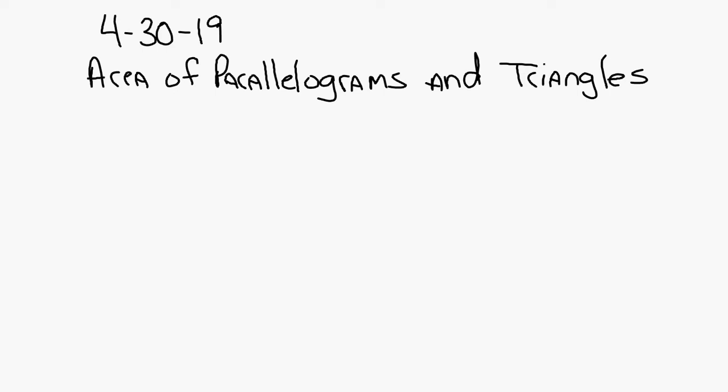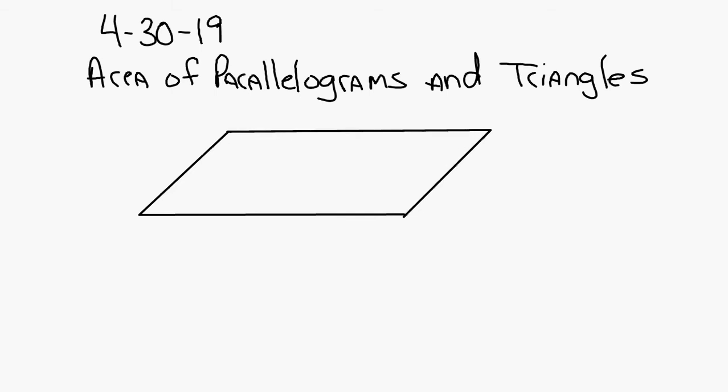Alright, a parallelogram. It's got a couple pairs of parallel sides. That means the top's parallel to the bottom, and the left side is parallel to the right side. This dimension right here, this red dashed line, would represent the height. And you got a base here and a base here. The key to the base and the height: base and height are always perpendicular.